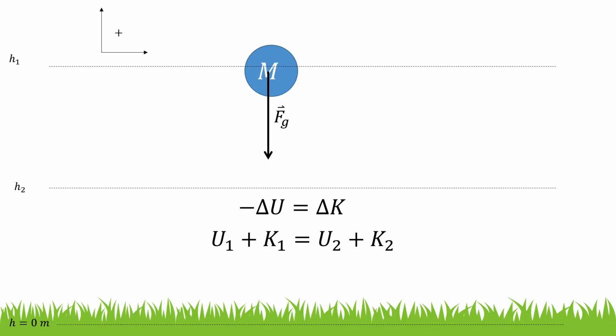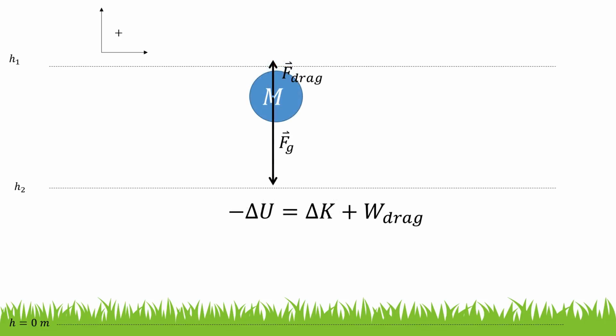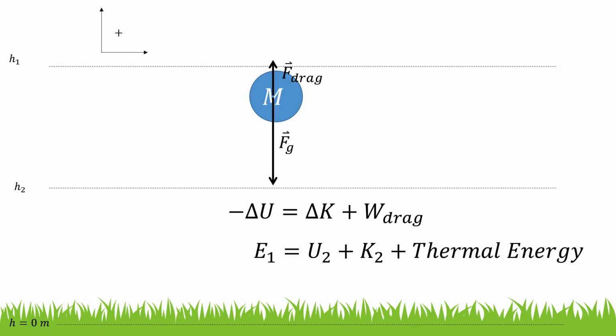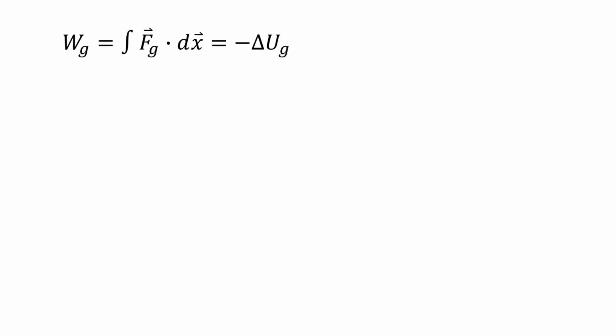The force of gravity does work that converts potential energy into kinetic energy, but the total amount of energy the ball has remains constant. If we include a non-conservative drag force acting on the ball, some of the ball's potential energy will be converted into thermal kinetic energy as well. In the absence of non-conservative forces, the work done by gravity is equal to a negative change of potential energy and is defined as the continuous sum of the force of gravity dotted with displacement.